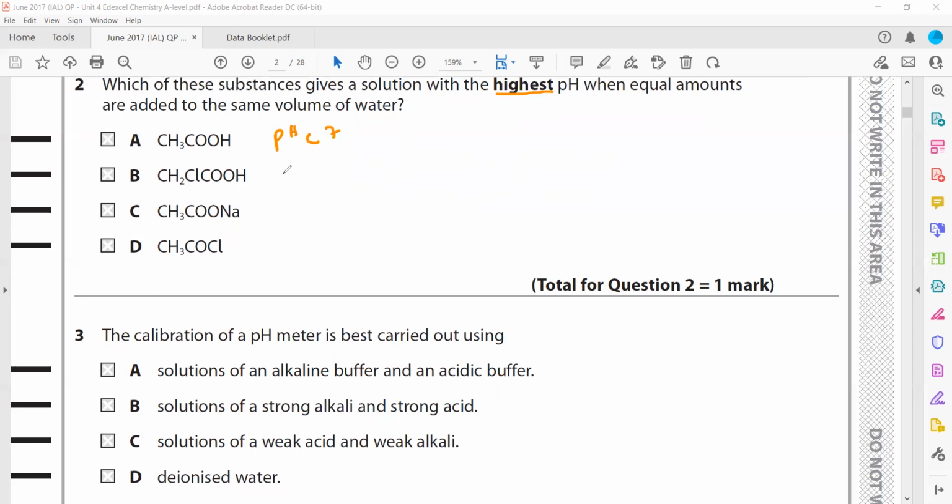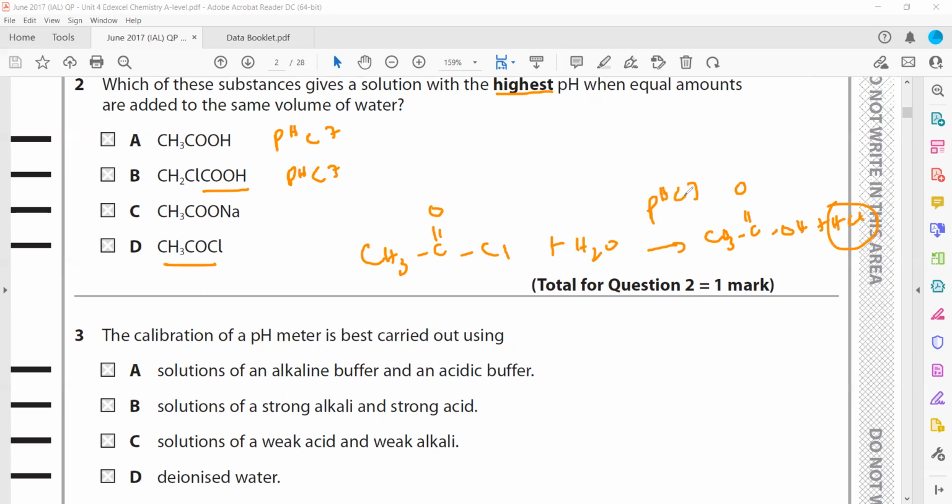Again, the salt of acetic acid, here CH2ClCOOH, but acetic acid is there, so it will also have a pH less than 7. Then this CH3COCl, ethanoyl chloride. If you learn the reaction of ethanoyl chloride plus water, as a result it produces carboxylic acid plus HCl. So again the pH will be less than 7 because acids are produced. The question is which is having the highest.